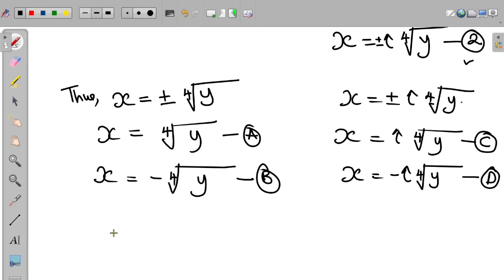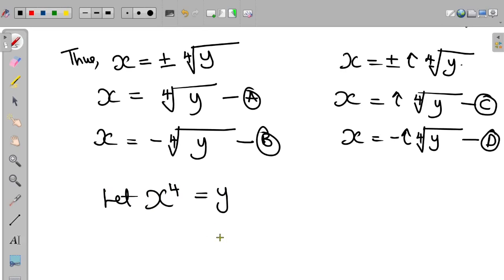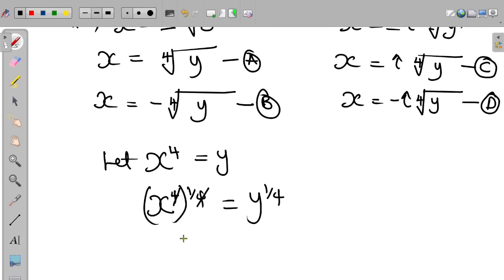But recall that we said let x to the power of 4 be equal to y. So at this point, to obtain the value of x, we take exponent of 1 over 4 on both sides. So this becomes x raised to the power of 4 raised to the power of 1 divided by 4 equal to y raised to the power of 1 divided by 4. So at this point, 4 we cancel out 4. So we have that x is equal to y raised to the power of 1 divided by 4.